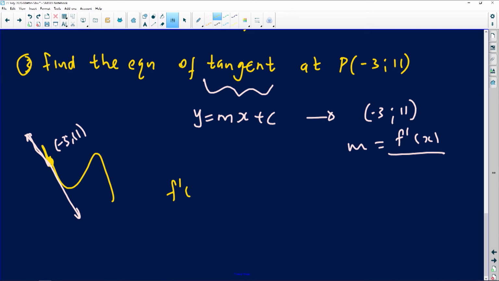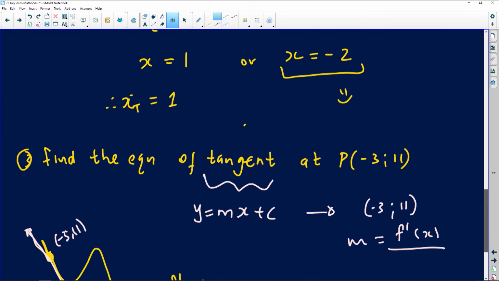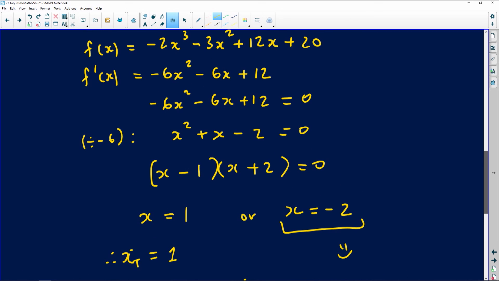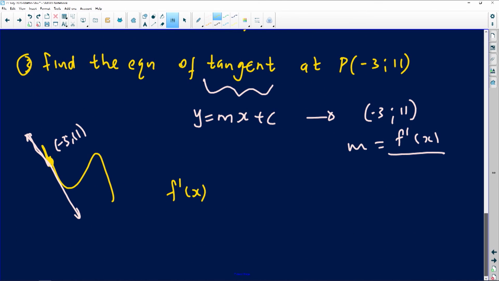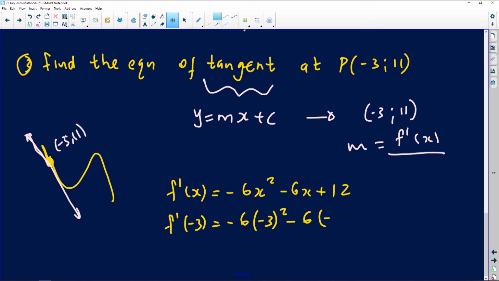So we know that the derivative from the defining equation, we did find it right there at the top. We found the derivative to be negative 6x squared minus 6x plus 12, right? So this is the derivative. Now, this is the gradient at any x value, by the way. We are interested in finding this gradient when x is negative 3. So we want to find the derivative when x is negative 3, which means everywhere where you see x, you need to replace it with negative 3 and find out what the answer is going to be.